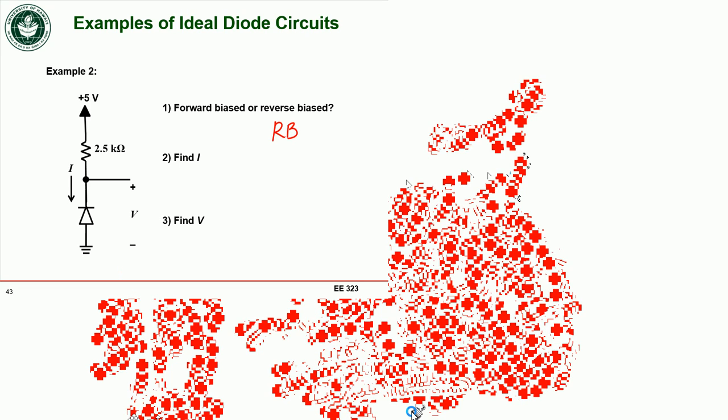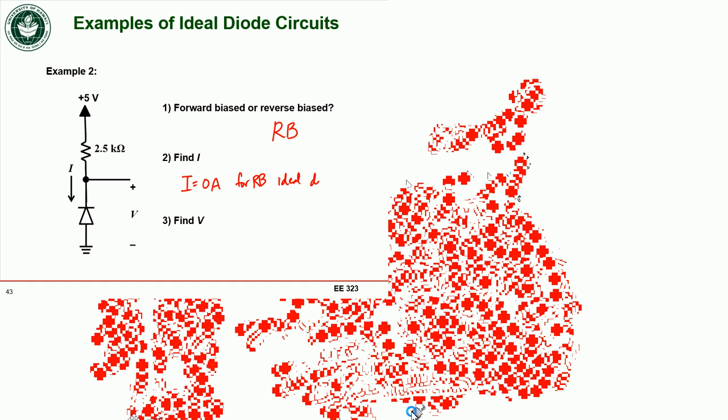Okay, so if it is reverse bias, then what's the current through the diode? I'm not finding the voltage across the diode at first, because I don't know if it's in reverse bias. But I do know that the current through the diode is going to be zero for a reverse biased ideal diode. And once I know the current through that is zero, now I have enough information to figure out what V is. So what is V?